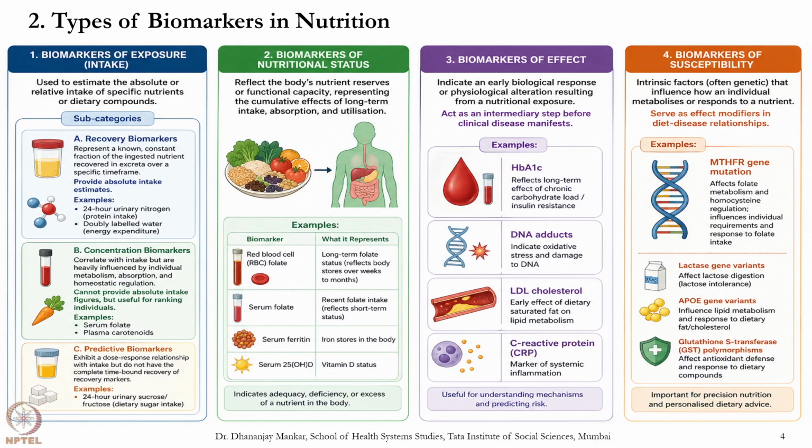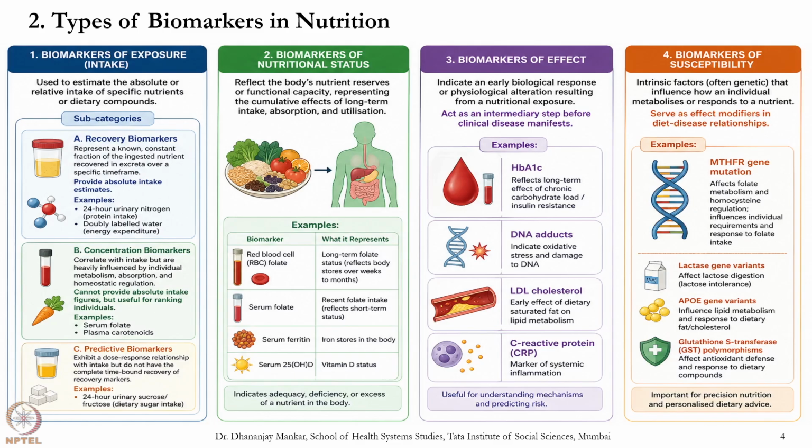Biomarkers of susceptibility are the fourth type, which are intrinsic factors, often genetic, that influence how an individual metabolizes or responds to a nutrient. They serve as effect modifiers in the diet-disease relationship. Examples are MTHFR gene mutation, which affects folate metabolism and homocysteine regulation, influencing individual requirements and response to folate intake. Lactase gene variants affect lactose digestion and lactose intolerance.